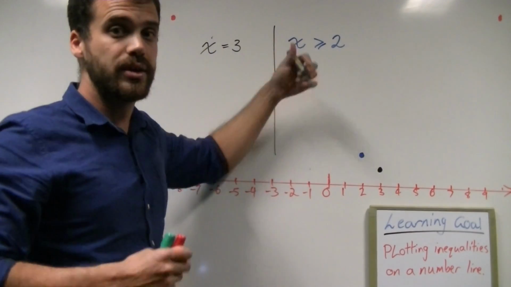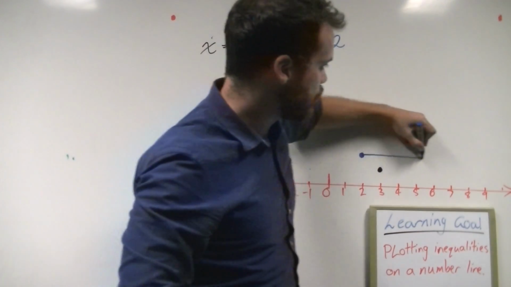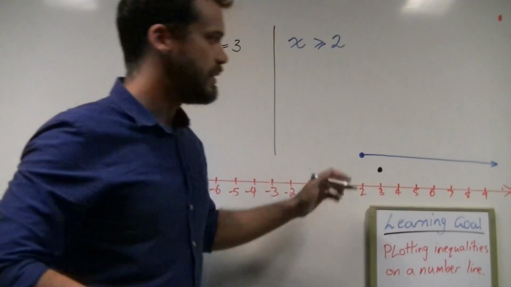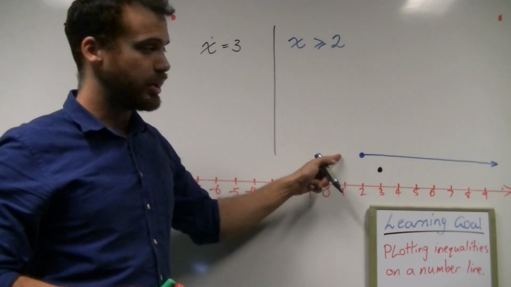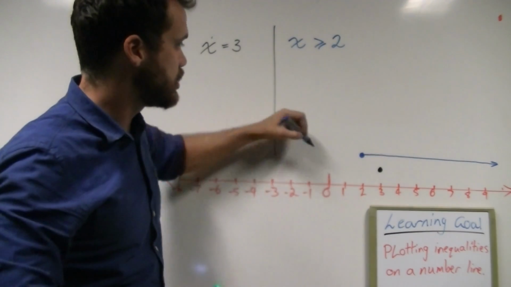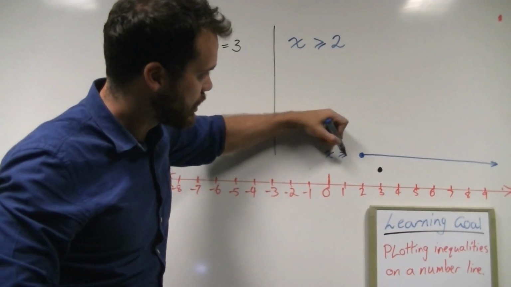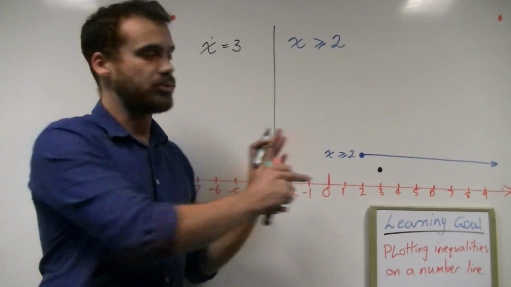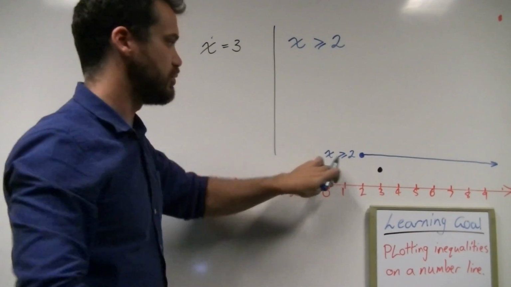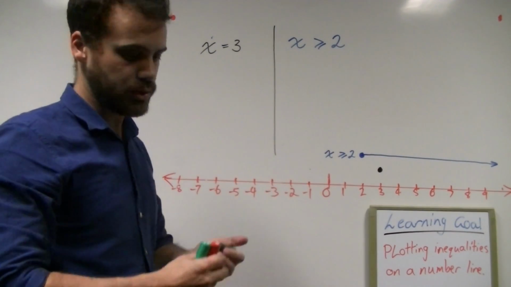But then it's all of the numbers as well. It's x is greater than or equal to 2. So it's all of these numbers. So here, this blue line here, it's a representation of x is greater than or equal to 2. That's what that line represents. You don't have to draw that in there. I've just drawn that in so we can see what's going on.